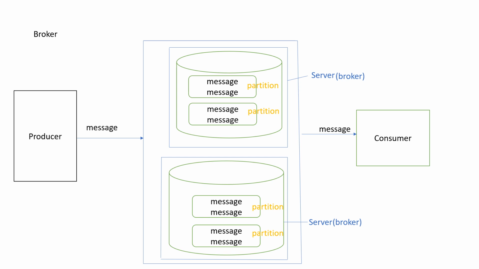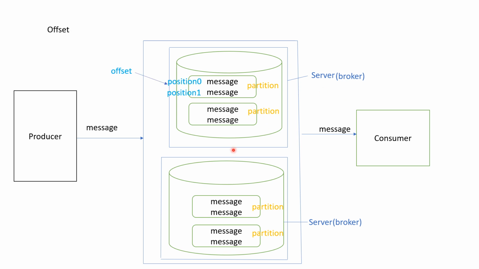Now we'll understand what is a broker. So in real-time systems we'll have multiple Kafka servers. In each server we will have a topic being defined and the topic is being divided into multiple partitions. Okay, so the server is called a broker. Each server is called a broker.